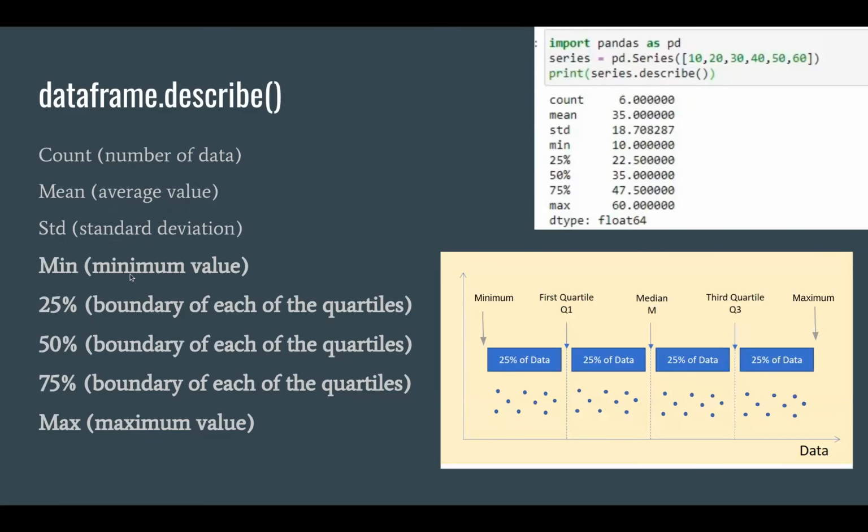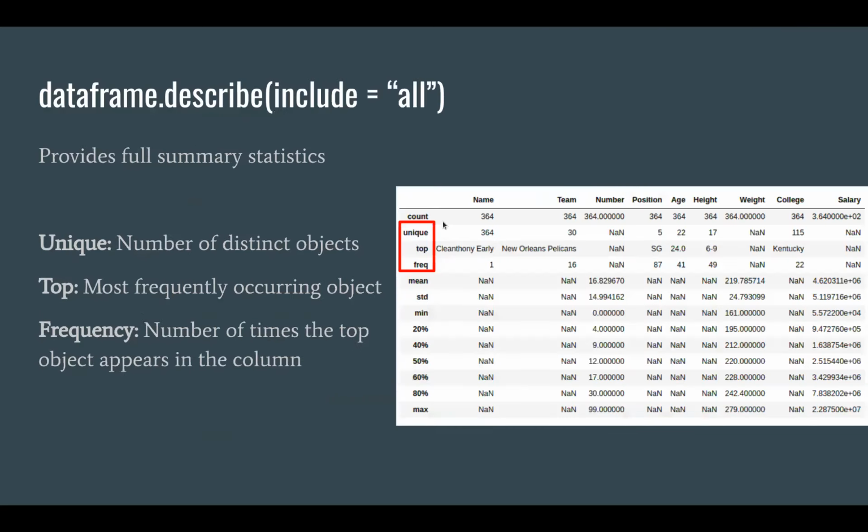So min, max, 25%, 50%, 75%. You might be familiar from a statistics course. So minimum and maximum value is basically the minimum and maximum value of the data, and 25% represents the first quartile, 50% represents the median of the data, 75% represents the third quartile.